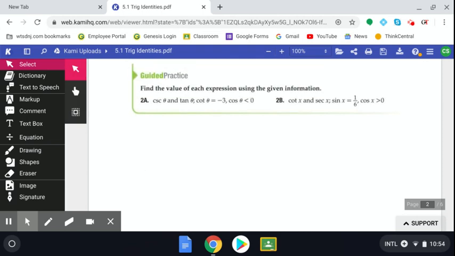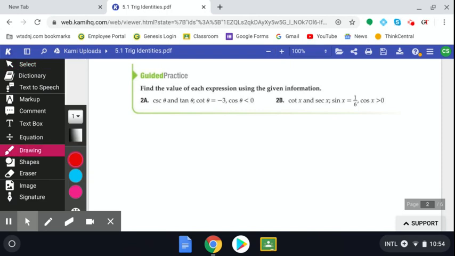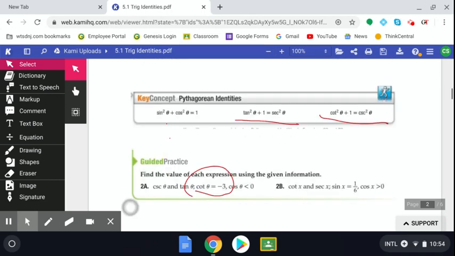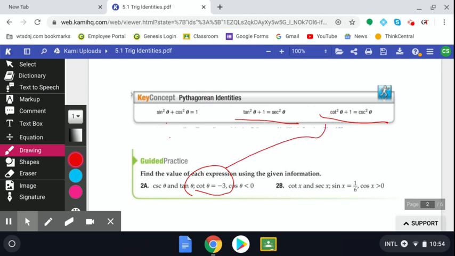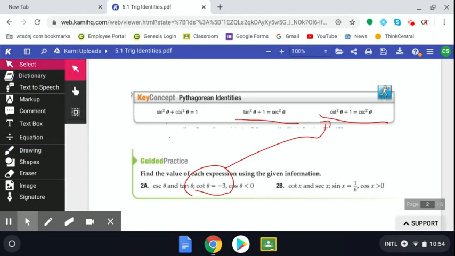2a, cosecant theta and tangent theta are what they want you to find. They gave you cotangent theta, and they said that cosine theta must be negative. So that's the one that is going to be negative. Because I have cotangent theta, I am going to use the Pythagorean identity that has cotangent theta, which happens to be the third one. So I am going to say that cotangent squared theta plus 1 equals cosecant squared theta.